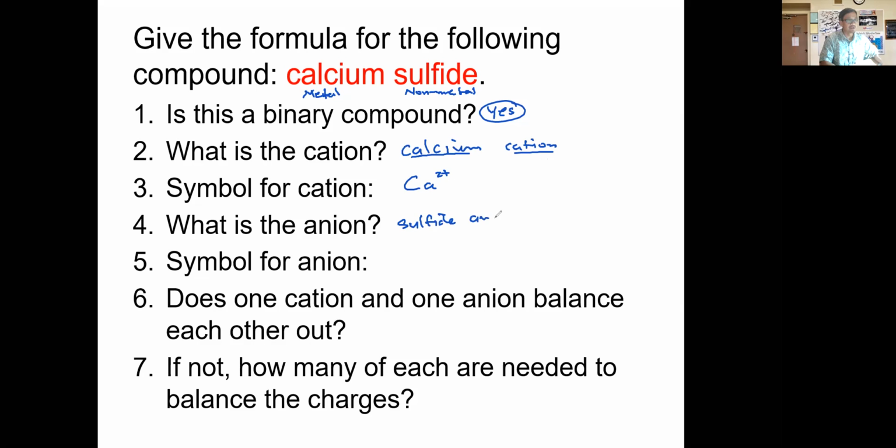So this is the sulfide anion here. And based on the name here, we should be able to write out the symbol for the sulfide ion. And it's going to be S2 minus.